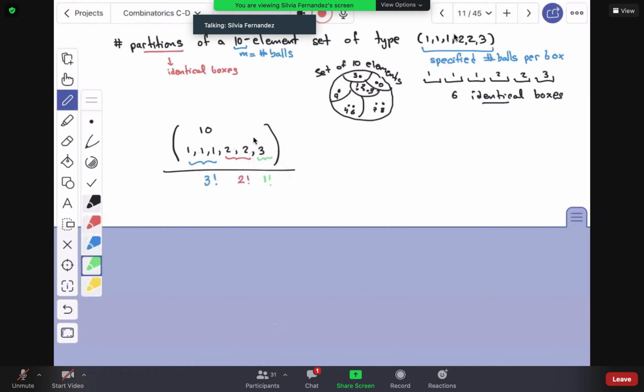Make sense? Professor, is it 1 factorial 3 times? If it was a different case, is it going to be 3 times something? Now, the 3 here is because there are 3 ones. So there are 3 groups that have the same property, the same number of elements. So the 3 is because there are 3 ones. So you're dividing by the factorials of the multiplicities. How many of each kind there is.